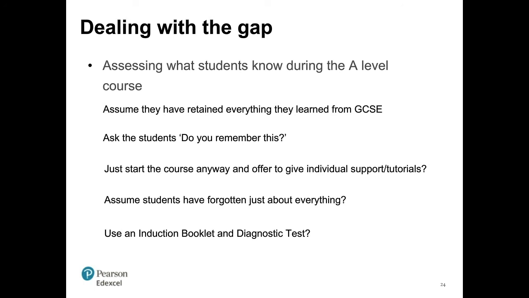Through intervention sessions. Or you could do the converse of the first one and say to them, I know you've forgotten everything, so I'm going to take it from the top. I think the disadvantage of that one is if someone's very bright and they've got a 9 or an 8 for GCSE, it could be a bit boring for them, and that's not really differentiating. And a lot of you will tease out using induction booklets and diagnostic tests.